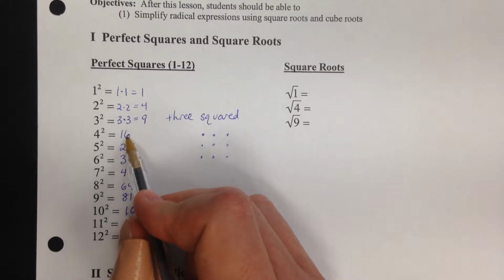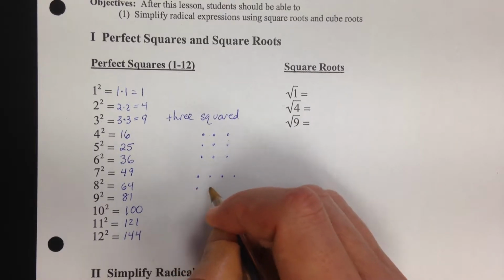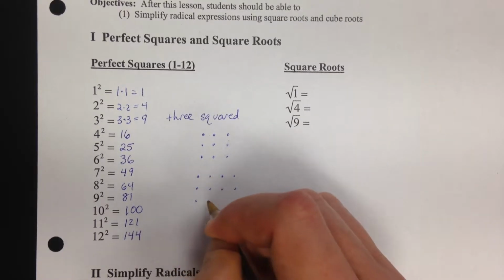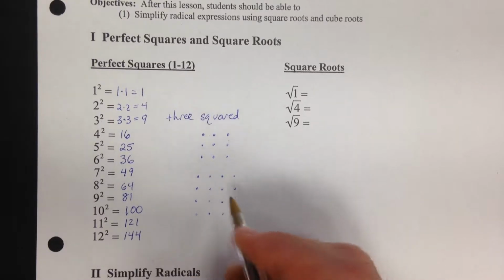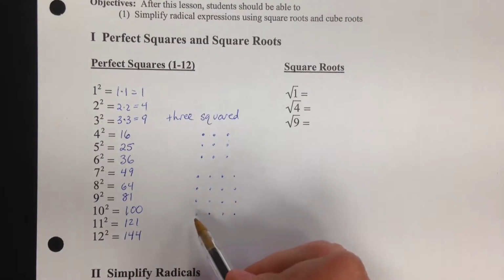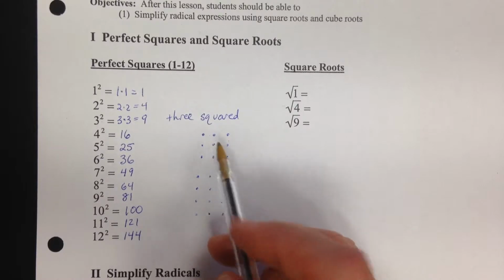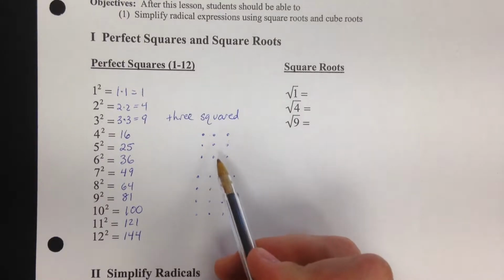16 is a perfect square because I can take 16 dots and arrange them in a square where the sides are 4 by 4. So 4 in the row and 4 in the column. So literally, when we say that a number is squared, it means you can write this in the shape of a square. You can draw it out.